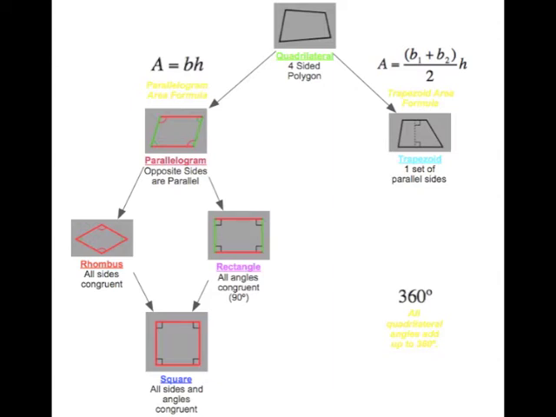So the left side is what we're going to talk about today, parallelograms. A parallelogram is any shape where the opposite sides are parallel. So that means it has two sets of parallel sides. Both pairs of sides are parallel to each other.